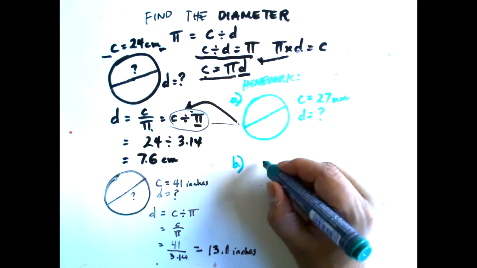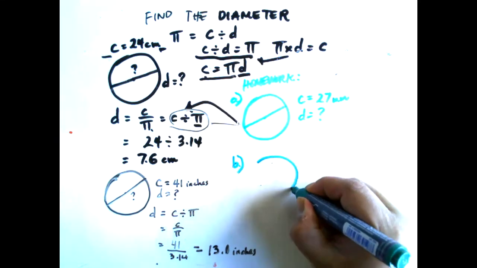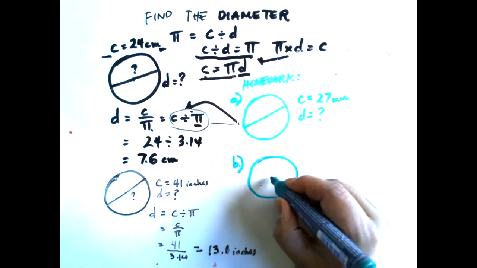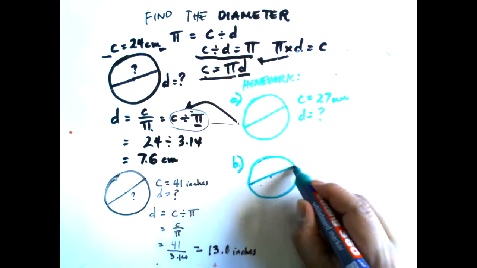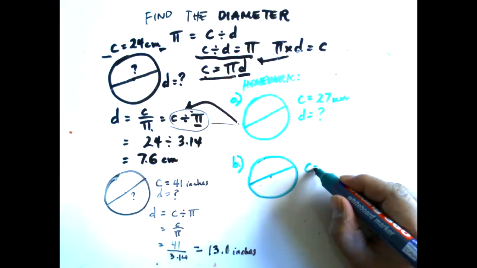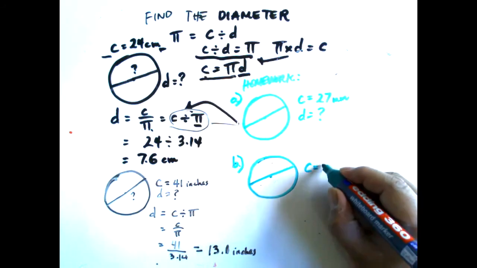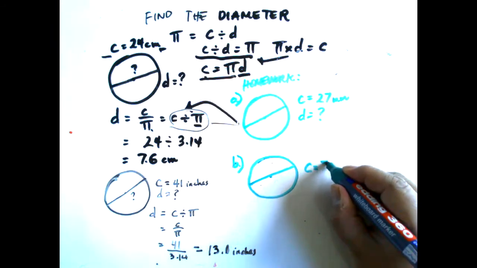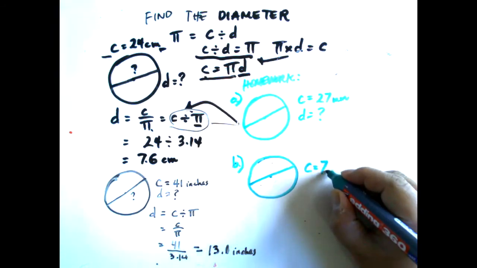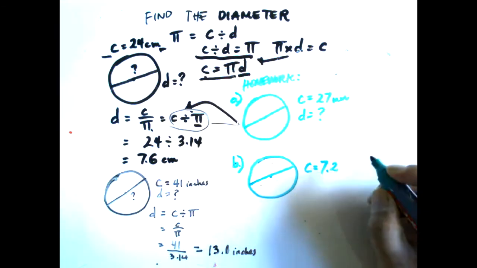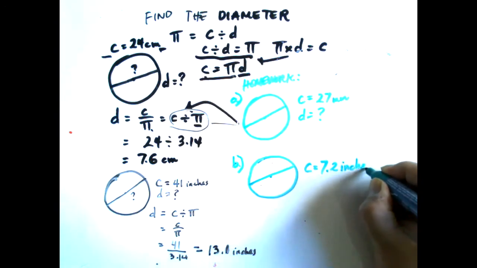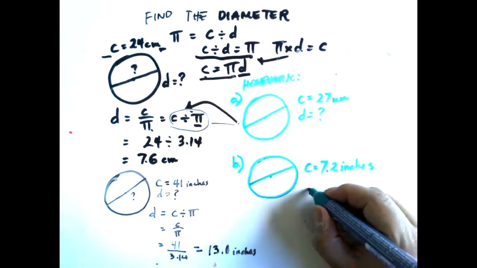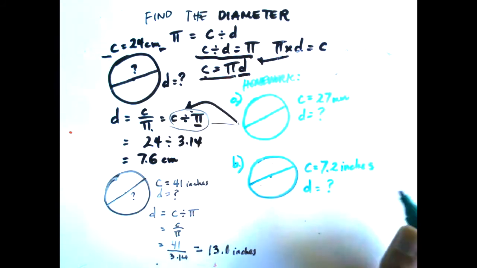What is the diameter of the circle if the circumference is 7.2 inches? What is the diameter?